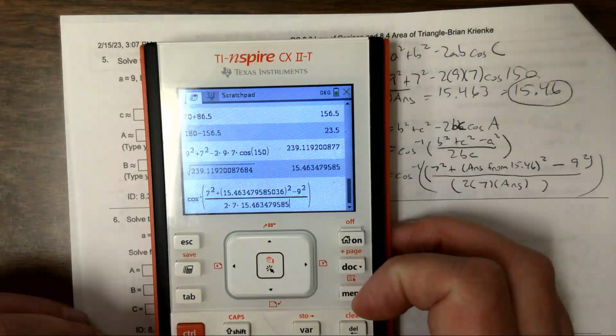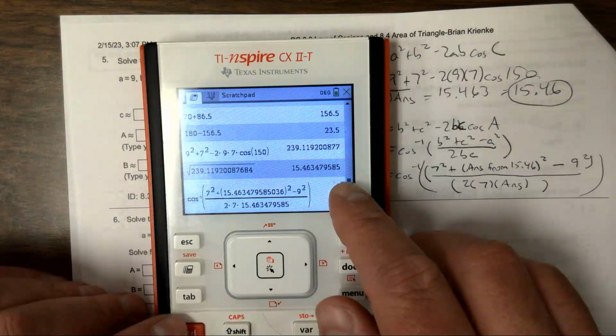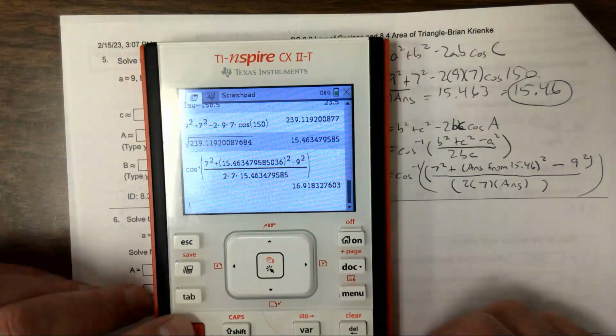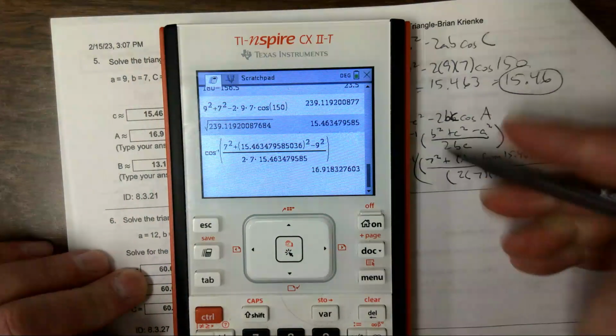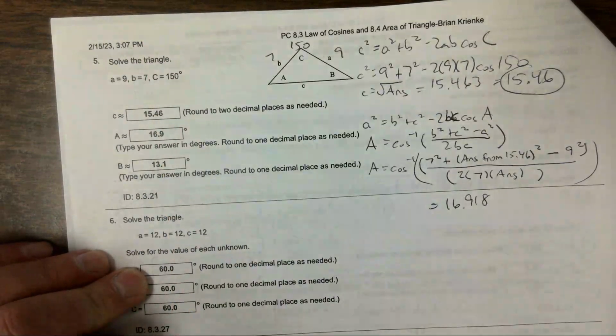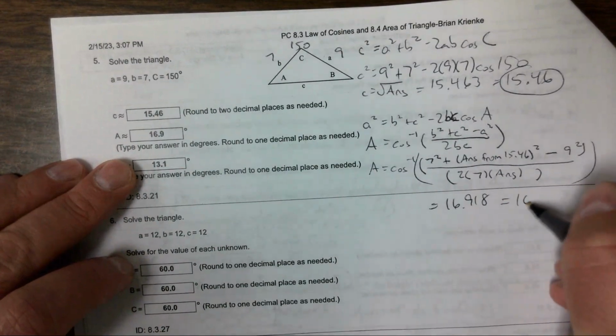15.463479585. That should be accurate enough, because that's what's showing, but apparently there's even more. Okay, so when I do that, I get 16.918, and they really just want one decimal place here, so this is 16.9.